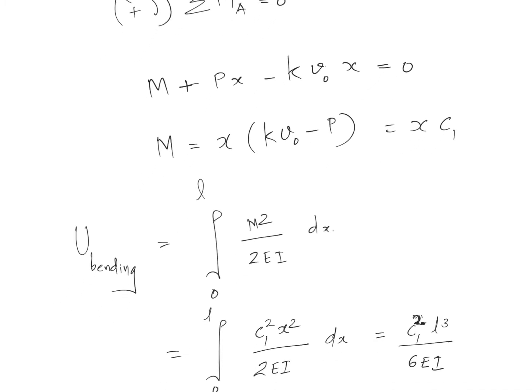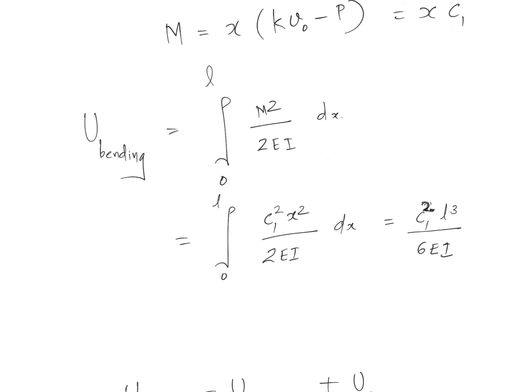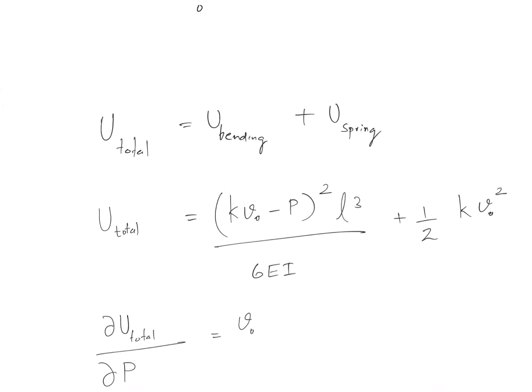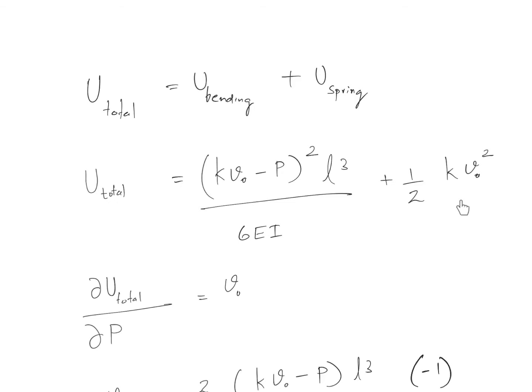Now as a next step, I'm going ahead and evaluating the bending energy, the strain energy stored because of the bending deformation. That amounts to something like this. It's pretty straightforward. Simply plug and check. There is another component of the strain energy which comes from the spring, which is simply half kx squared. It is also a very well known formula.